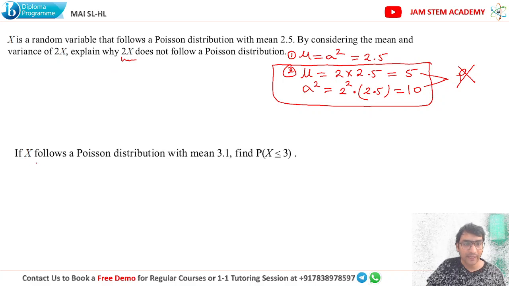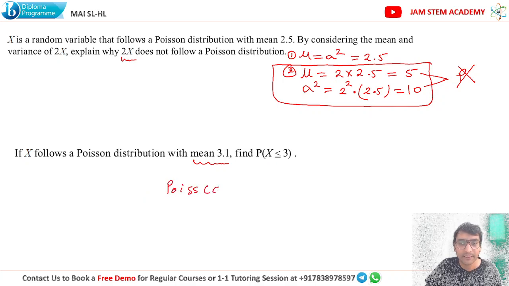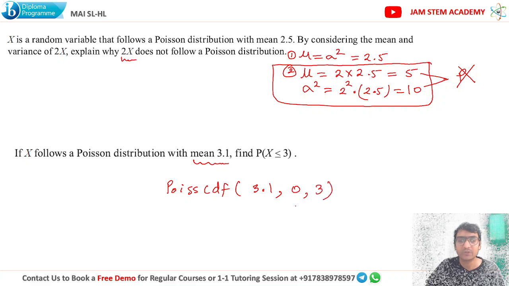Next one. If X follows a Poisson distribution with mean 3.1, then find the probability that X is less than or equal to 3. So use your calculator for Poisson CDF. The mean is 3.1. The lower limit is 0, and the upper limit is 3, because you are looking for the probability from 0 to 3.